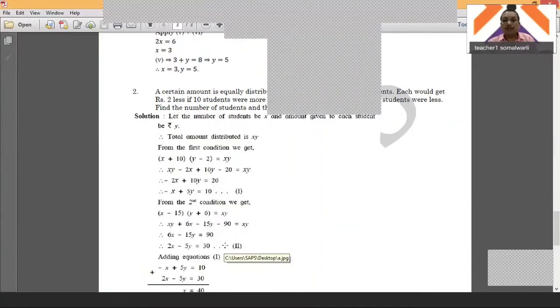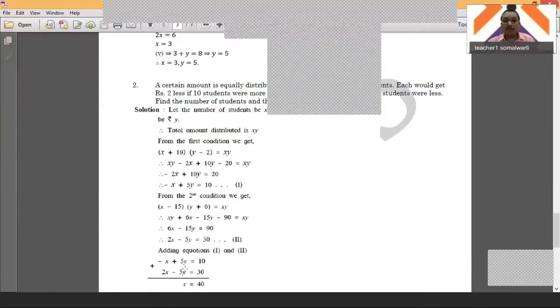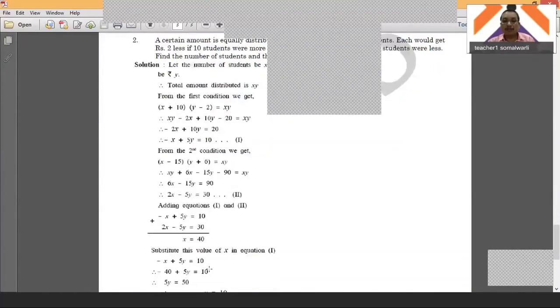So adding 1 and 2, because here is plus 5y, here is minus 5y. Just adding them, plus 5y minus 5y gets cancelled. So minus x plus 2x gives x. 10 plus 30 is equal to 40. So we got the value of x is equal to 40.